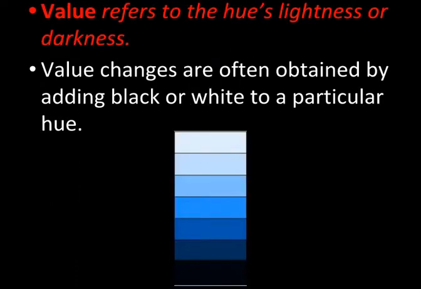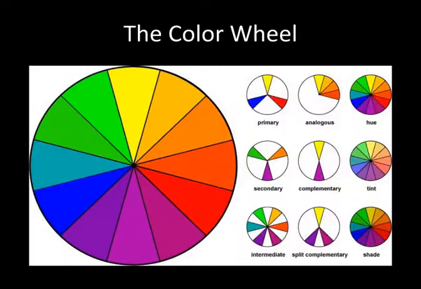Value refers to the hue's lightness or darkness, and value can often be changed by adding black or white to a particular hue. So here you see a value scale in the blue. It takes you from the lightest version of blue to the darkest version of blue. So value refers to the hue's lightness or darkness and can be changed by adding black or white.